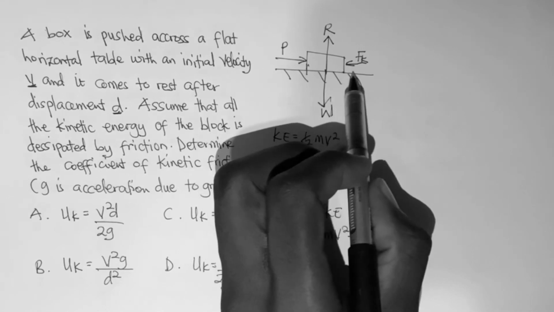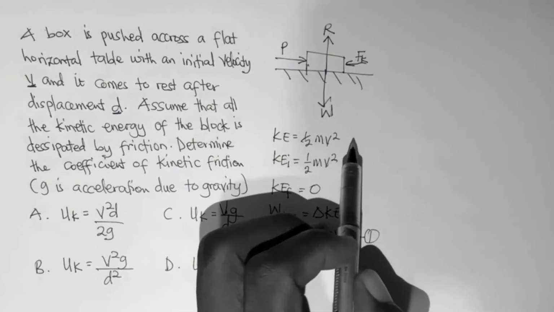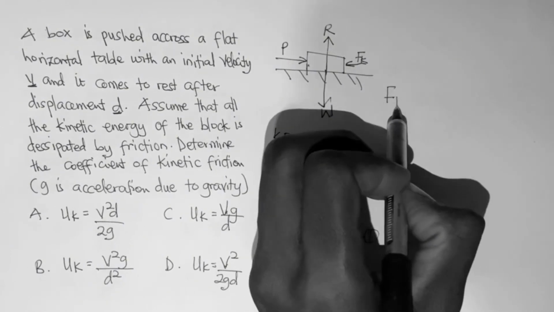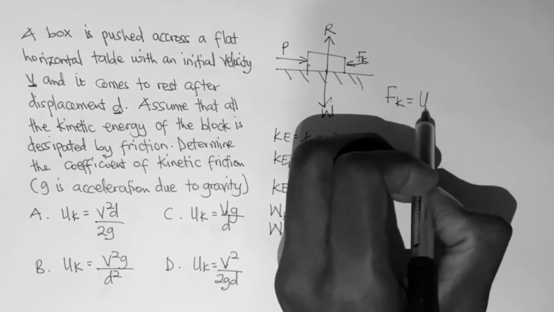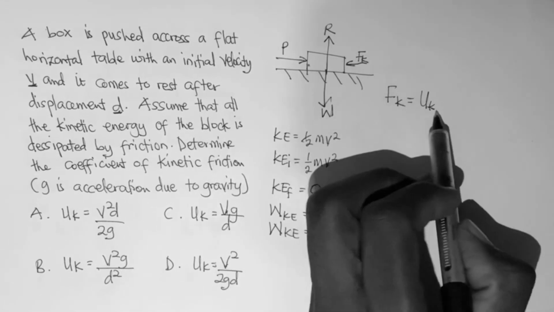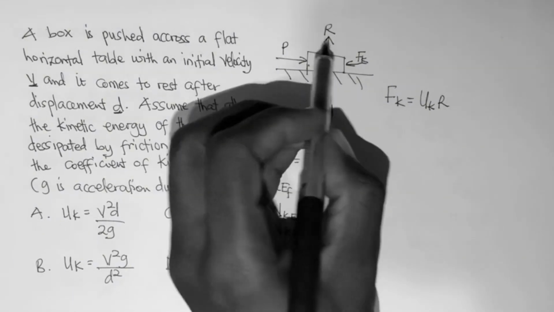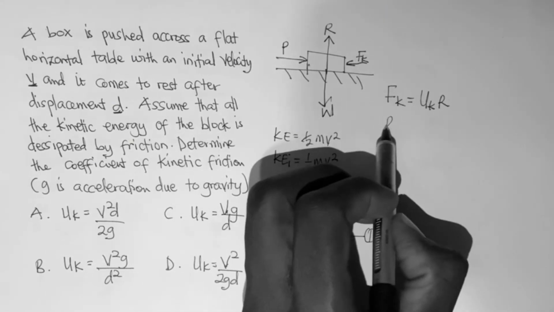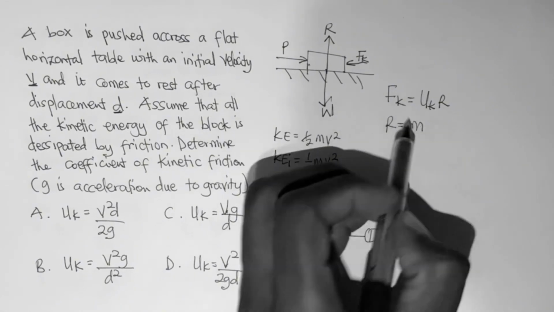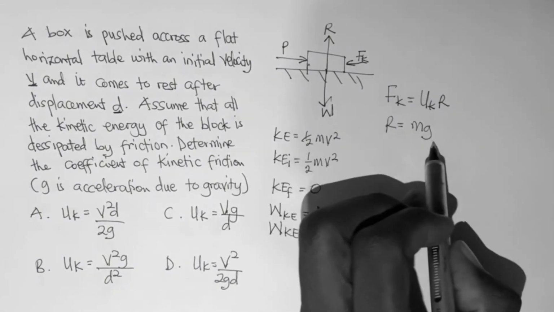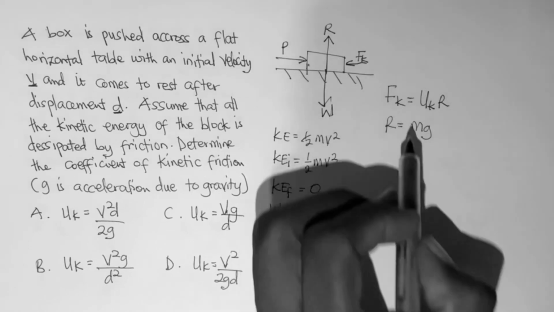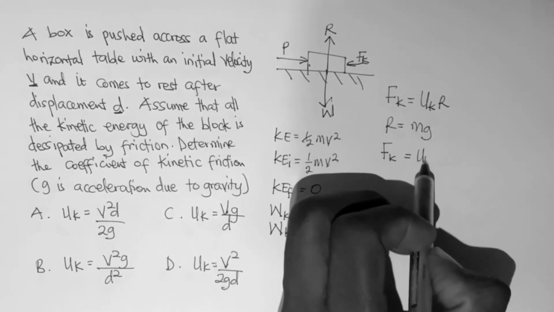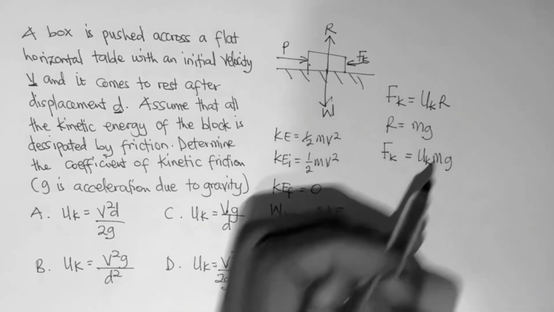Now, this frictional force is the kinetic friction. So what is the kinetic friction? Kinetic friction is given as mu k, the coefficient of kinetic friction, times the normal reaction. This normal reaction is also a force, which is given as mg, the mass times the acceleration due to gravity. Therefore, the kinetic friction is going to be mu k mg.